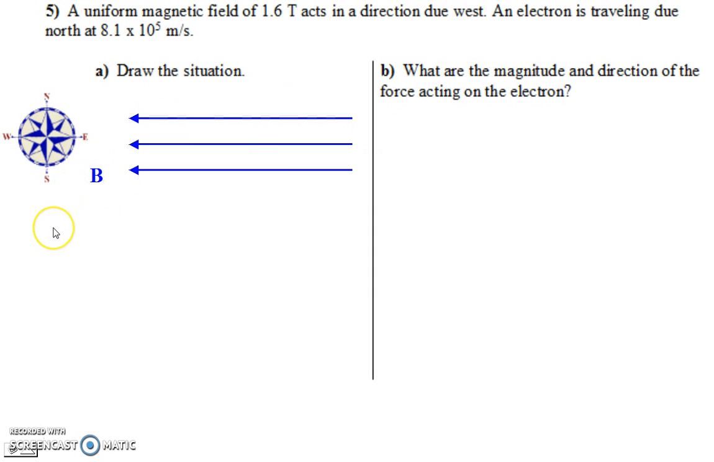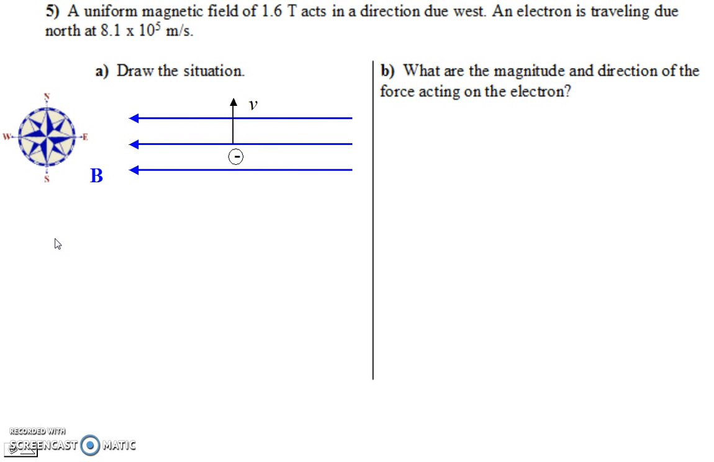If you do it any other way, I don't know, maybe you're not thinking, or maybe you don't really know how to read a compass rose. But look, if west is this way, the magnetic field has to point that way. And then the charge: it says the electron is moving due north, so that's the top of the page here. Like that. And so here's our situation. There's an electron moving due north in a field that points due west.